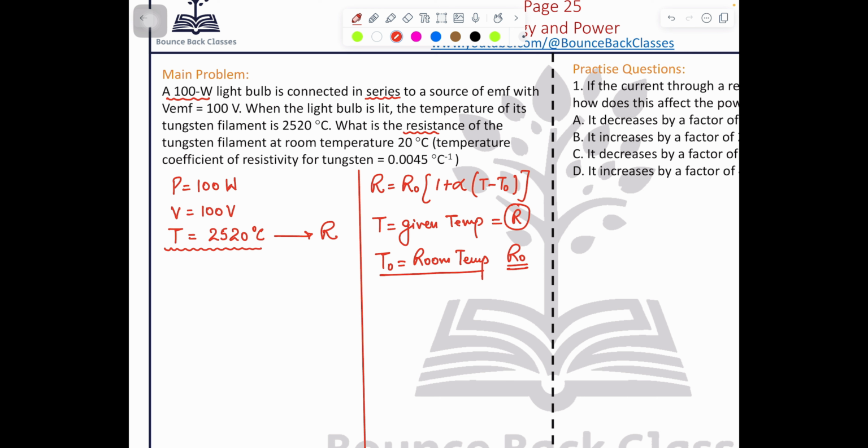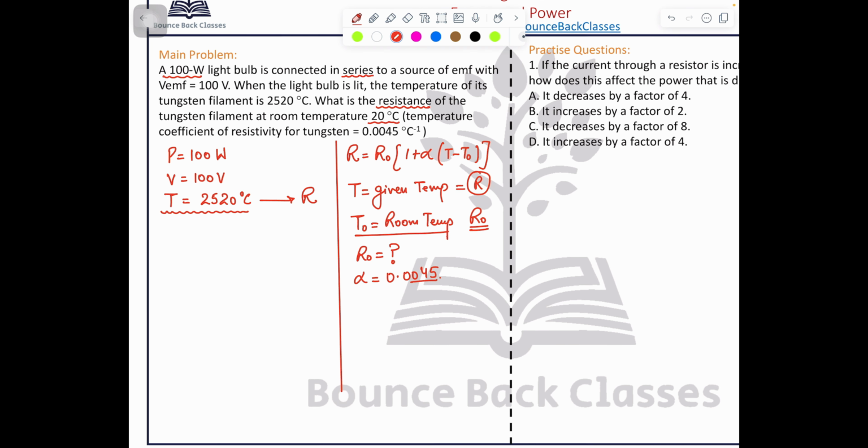What is the resistance of the tungsten filament at 20 degrees Celsius? So in the numerical, we are looking for R naught. Clear? And the temperature coefficient alpha is given, alpha is equal to 0.0045. Clear, guys? Okay, time to solve.